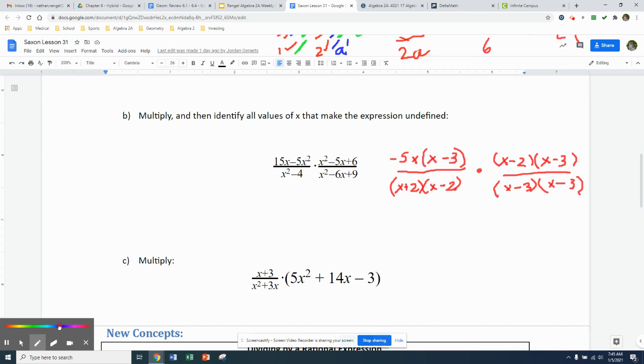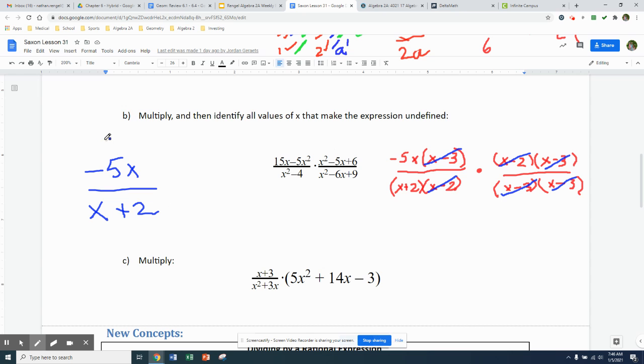Now, once I get to this point, I've got all my polynomials factored. I'm going to start looking in my numerator and denominator to see if I can cancel anything out. So right here, I've got an x minus 3. I look in my denominator. Do I have an x minus 3 down there? Yes, I do. So I can cancel out that x minus 3. Next, I've got an x minus 2 in the numerator. Do I have an x minus 2 in the denominator? Yes, I do. I'll cancel those out. x minus 3, x minus 3, those would cancel out. When it's all said and done, I'm going to put my answer over here. I've only got a negative 5x up in my numerator. Down in my denominator, I've got an x plus 2.